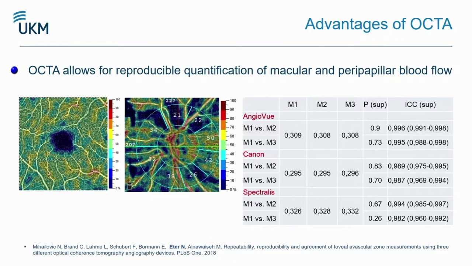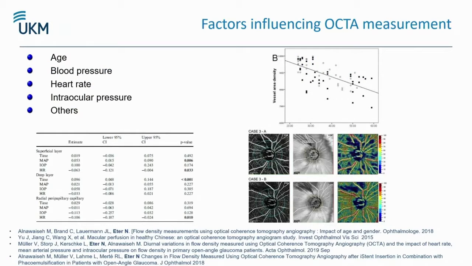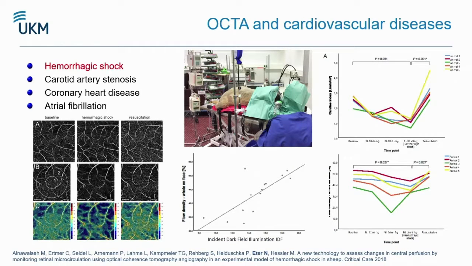OCTA allows for reproducible quantification of macular and peripapillar flow. We showed these in 3 different devices. However, you cannot change the device in the follow-up of a single patient. Factors influencing OCTA measurement are age, blood pressure, heart rate, and intraocular pressure, among others. So, how can OCTA be useful in systemic diseases?